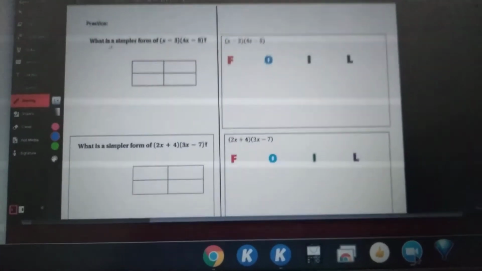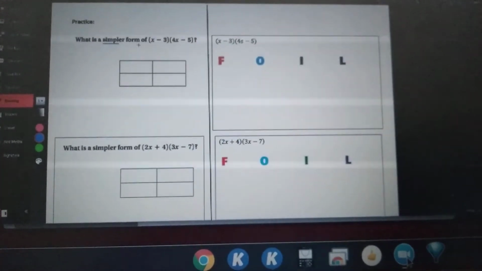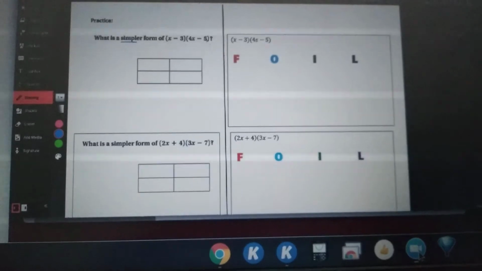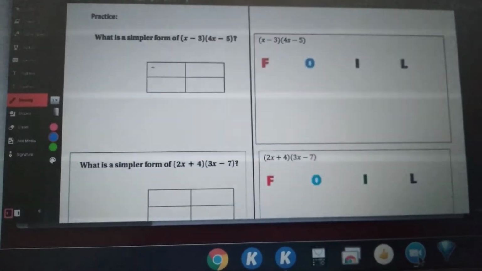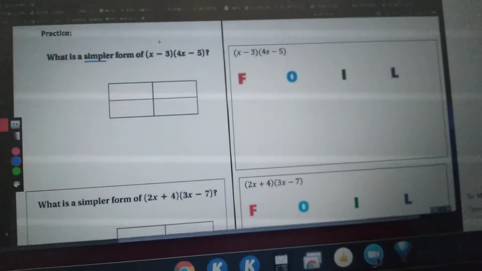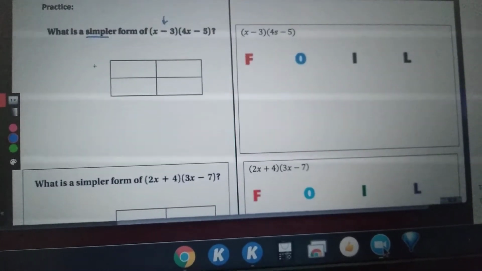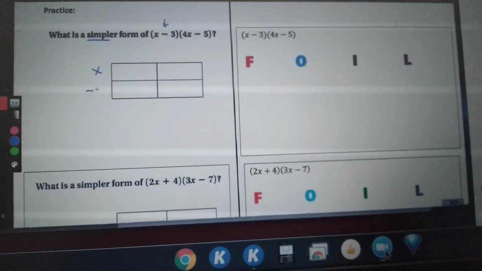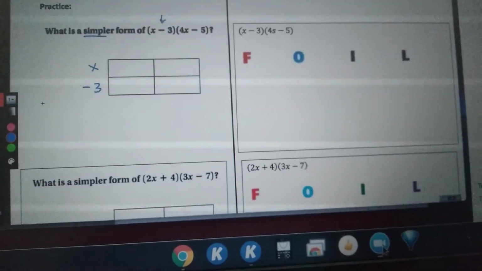So let's look at this one. What is a simpler form of x minus 3 times 4x minus 5? Again, we're going to do the box method first. So let me zoom on in here. So very first thing is the first binomial that I see, I'm going to put on the side. So it's going to be x. And then I'm going to put a minus 3 right here like so.